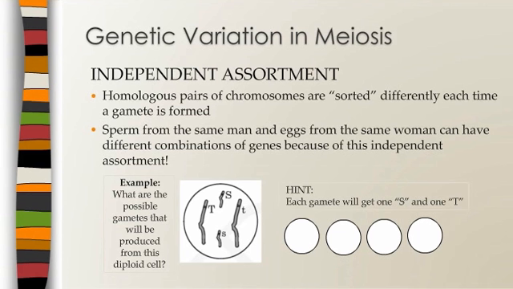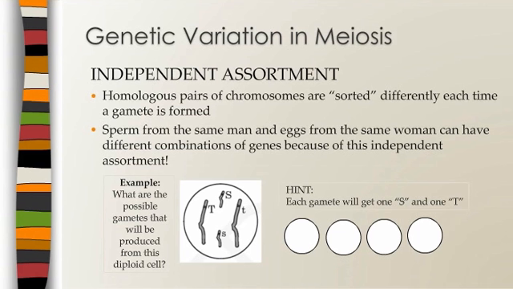Another combination for you to write in the second circle is big S, little t. So that's different. In the third circle, you would write little s, big T. And in the fourth circle, little s, little t.